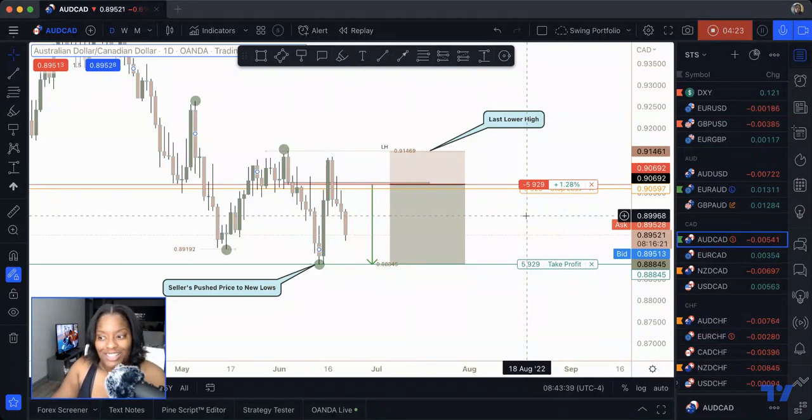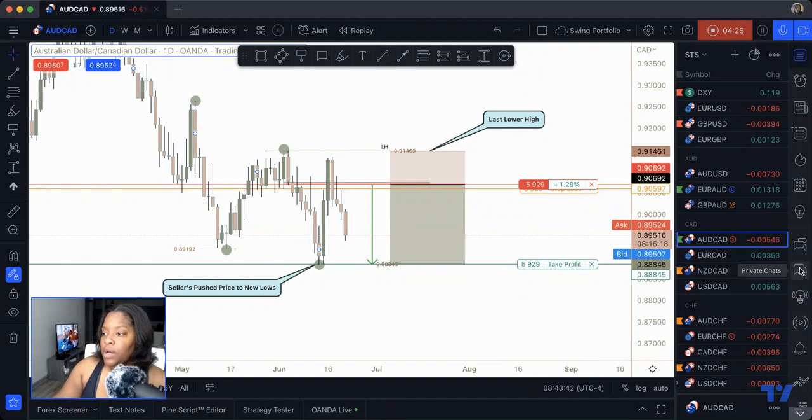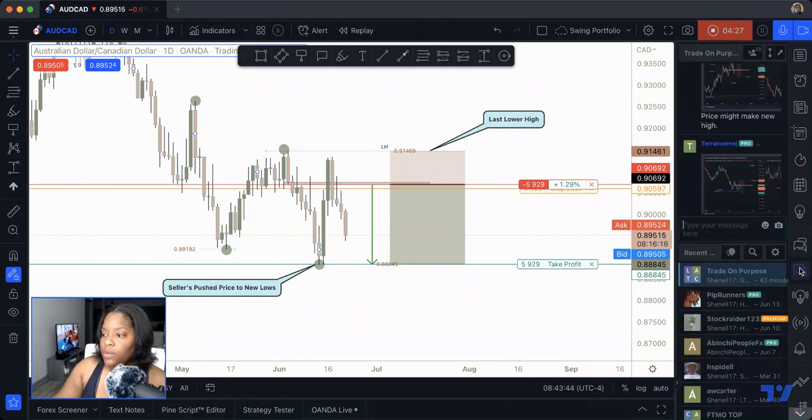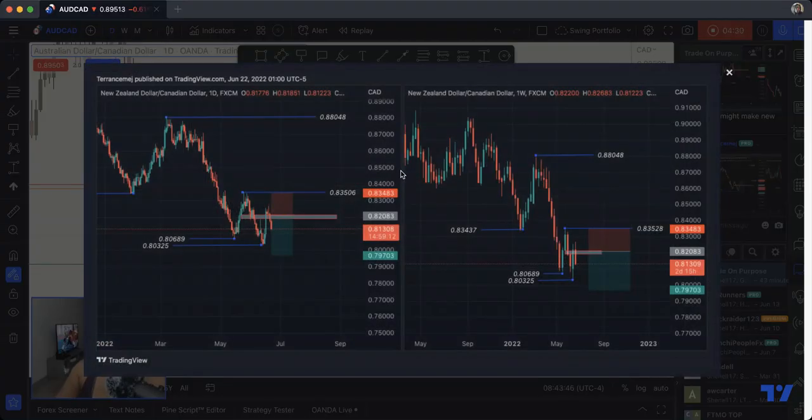So I'm done. Now, let's talk about another trade really quick that a few of my clients are in, and it's New Zealand dollar CAD. So I'm selling AUD CAD. They're selling New Zealand dollar CAD.